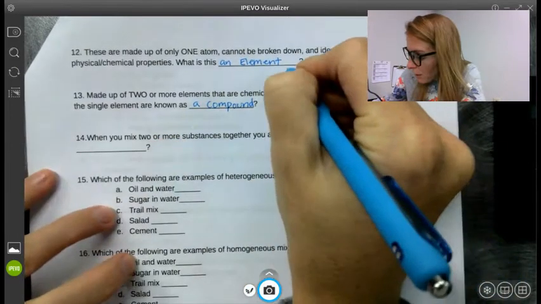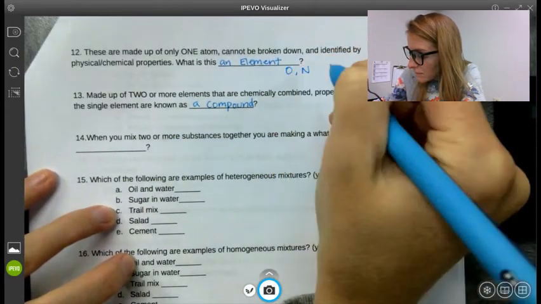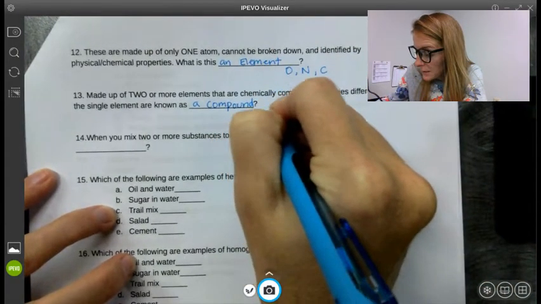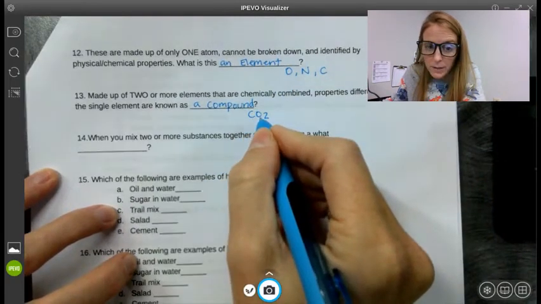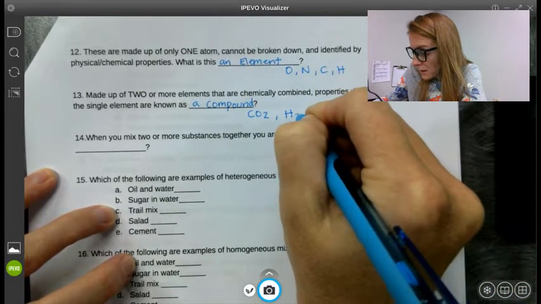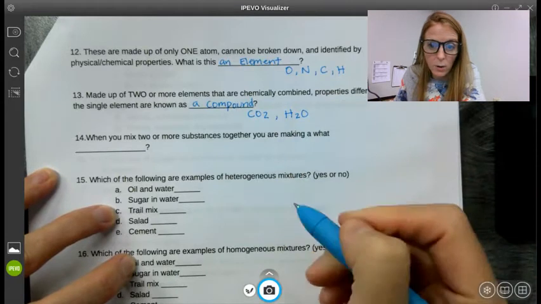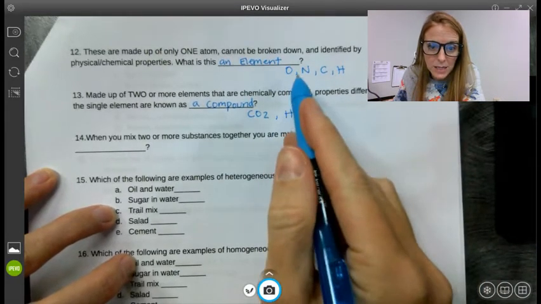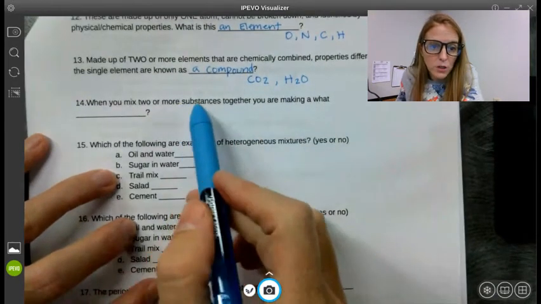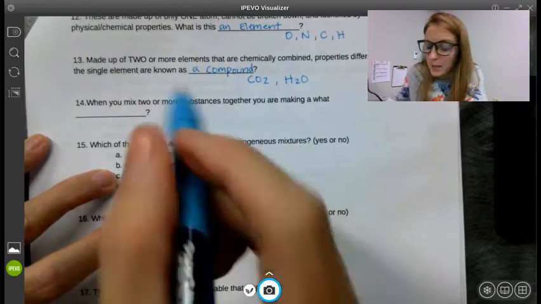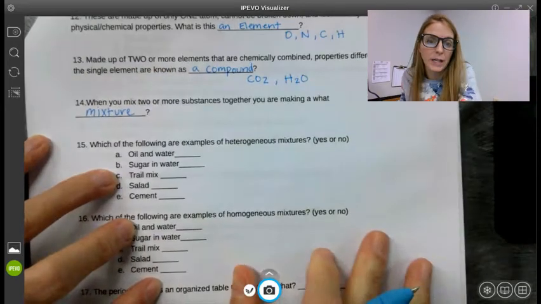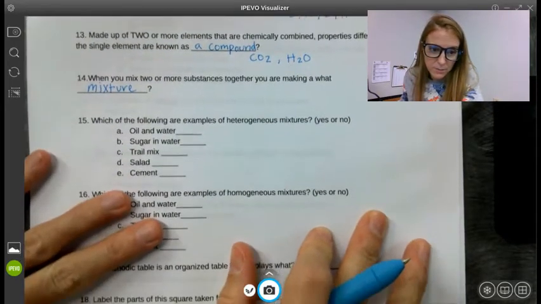So an element example, I'll just give you like oxygen, nitrogen, carbon. So some examples of a compound would be like CO2, when you take carbon and oxygen and combine them. If you take hydrogen and oxygen, you make water. So those are compounds. Those single elements are up here. Okay. When you mix two or more substances together, you're making what? It's a mixture. And now we're going to get into the two types of mixtures.